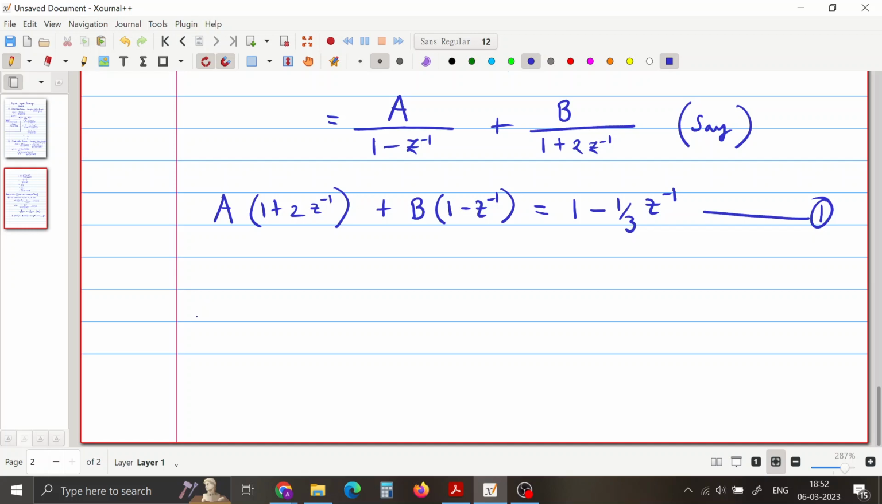Now we can simply put some values of z inverse and come up with the values of a and b. First we can substitute, let's say, z inverse equals 1. Why? Because if we substitute z inverse equals 1, the coefficient of b on the LHS becomes 0, so that term vanishes. We are only left with the term containing a, and on the right hand side we'll get some value, and we can find the value of a. Similarly, to find the value of b, we can make the coefficient of a 0 and then find the value of b.